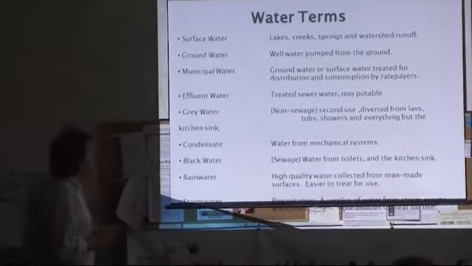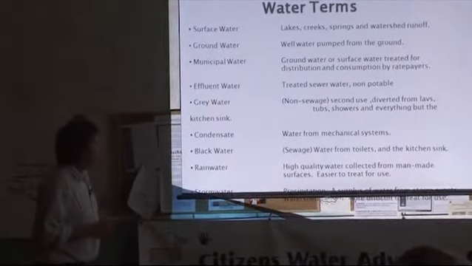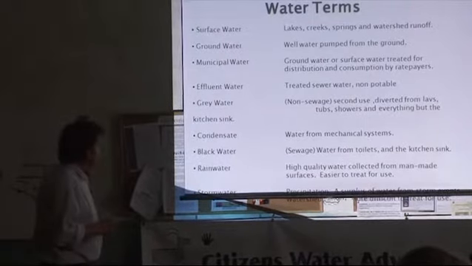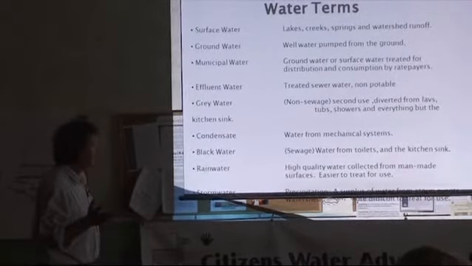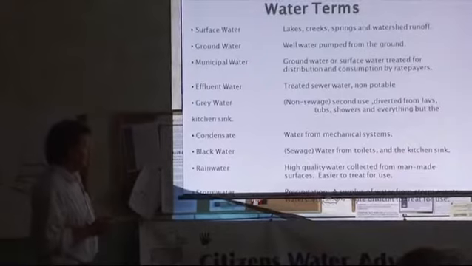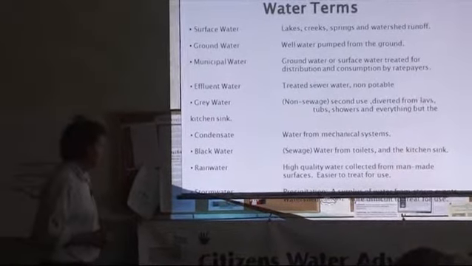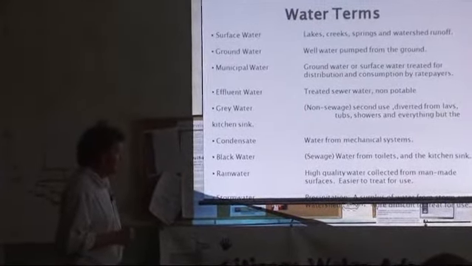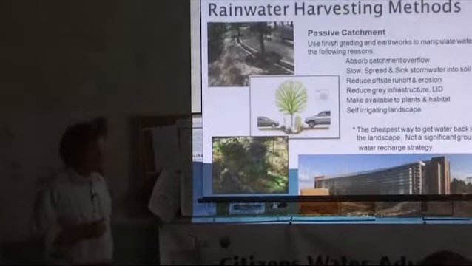Water terms. You guys are well versed in water. I already talked about rainwater as an alternative water supply, and I think that's fine. And we'll just move on.